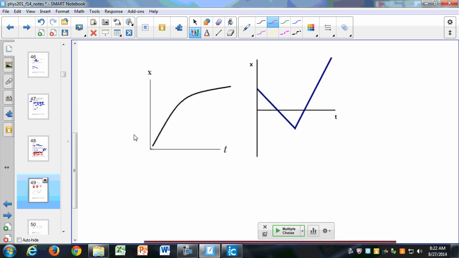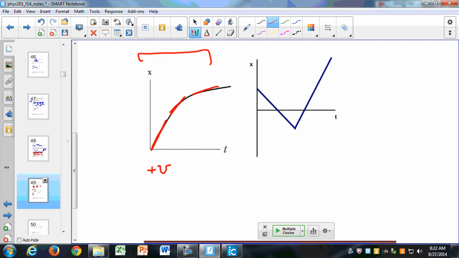All right, how about this one? On the left, positive, negative, or zero velocity? That's this one right here. It's positive. The slope here is always positive, so I have a positive velocity. Is it increasing or decreasing? Increasing.